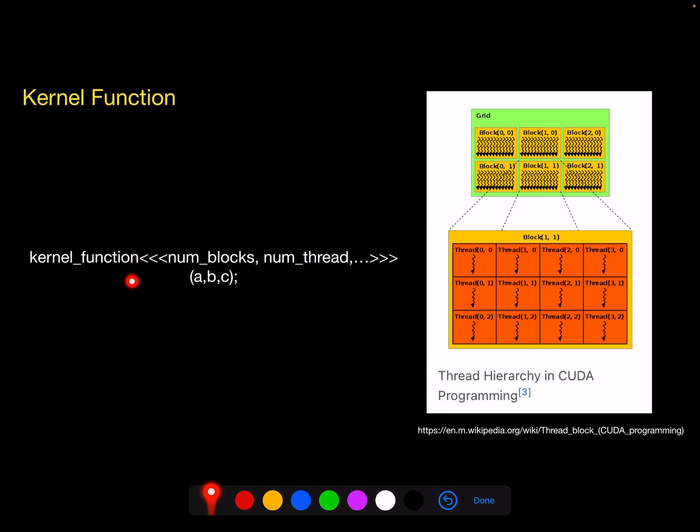When we define a kernel function, CUDA will map all our requirements in a grid, and a grid can have multiple blocks, and a block can have multiple threads. Given the total number of blocks and threads we want in a grid, the compiler will copy all those functions into each thread and run those functions in parallel in each thread. That's how we use blocks and threads in CUDA programming.